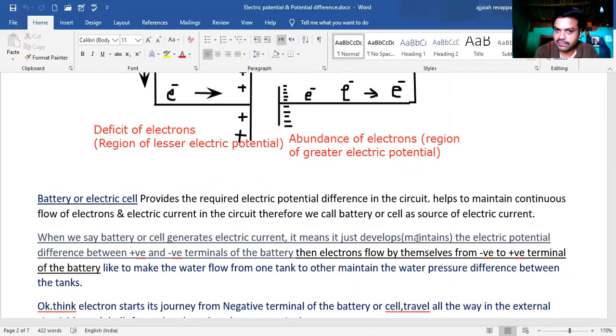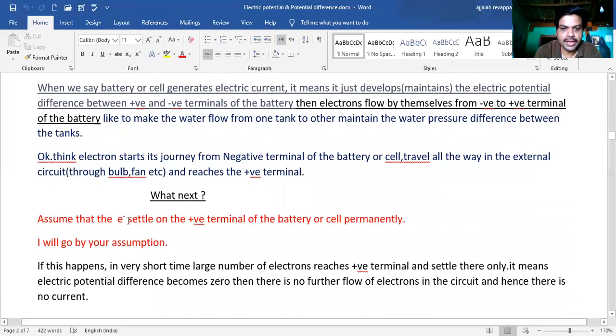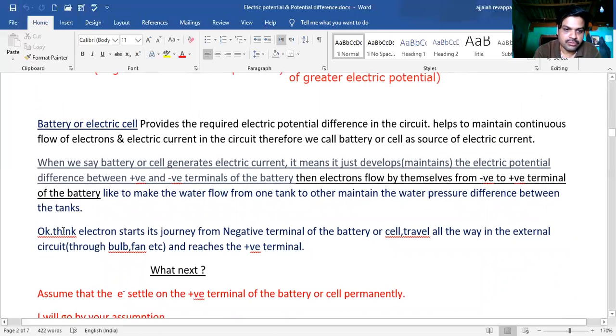Once you maintain the potential difference, the electrons run by themselves from the negative terminal to the positive terminal. So you need not do anything else. You just maintain the potential difference. Electrons start moving from the high electric potential region to the low electric potential region. Now, think the electron starts its journey from the negative terminal of the battery or cell and travels all the way in the external circuit. External circuit means maybe a bulb or fan, whichever gadget you have connected, and finally reaches the positive terminal.